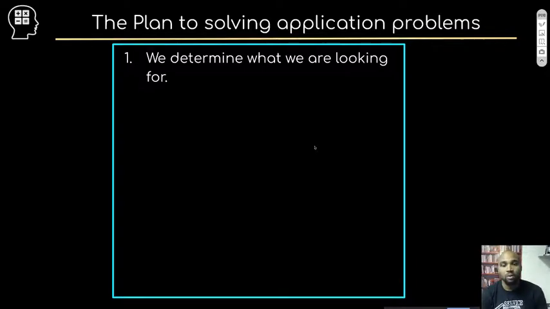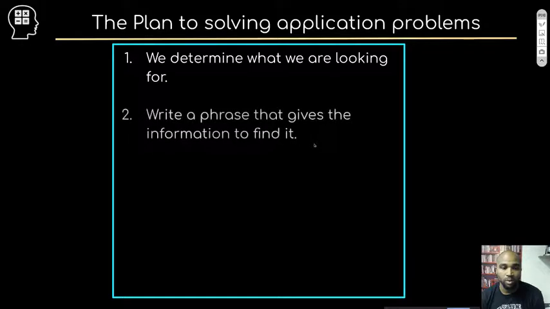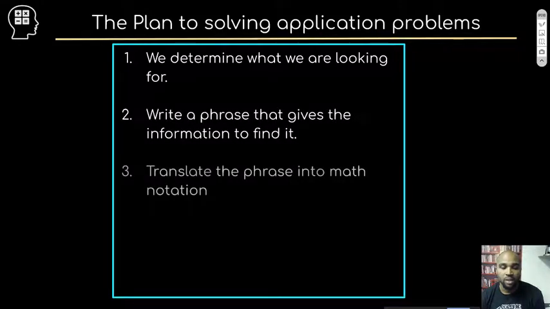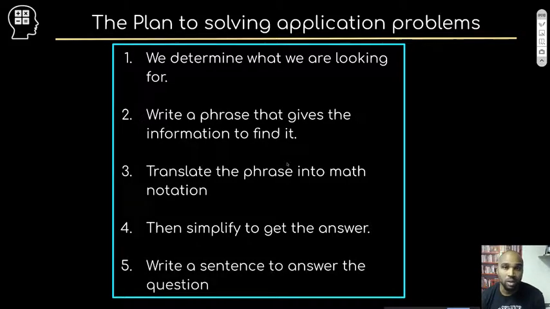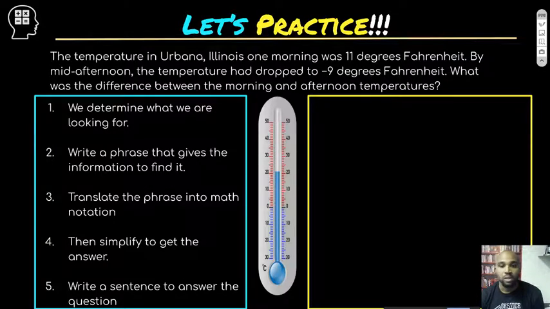If you saw the one for adding, it's going to be exactly the same. But it helps to have a step-by-step plan that you want to go through. Determine what we're looking for. Write a phrase to give the information that we're going to find. And translate the phrase into a math notation. Then simplify the answer and be sure to do the last step, which is rewrite it in a sentence so that it answers the question. So let's get to it and work the problem.